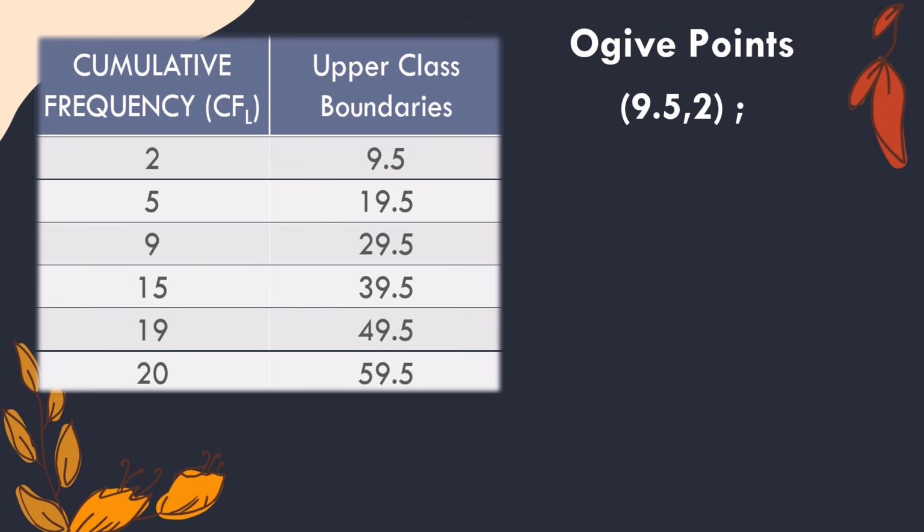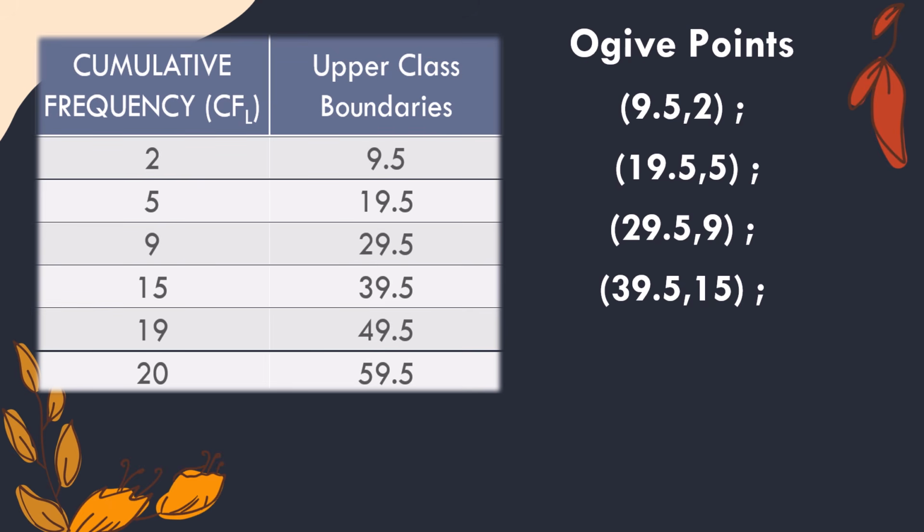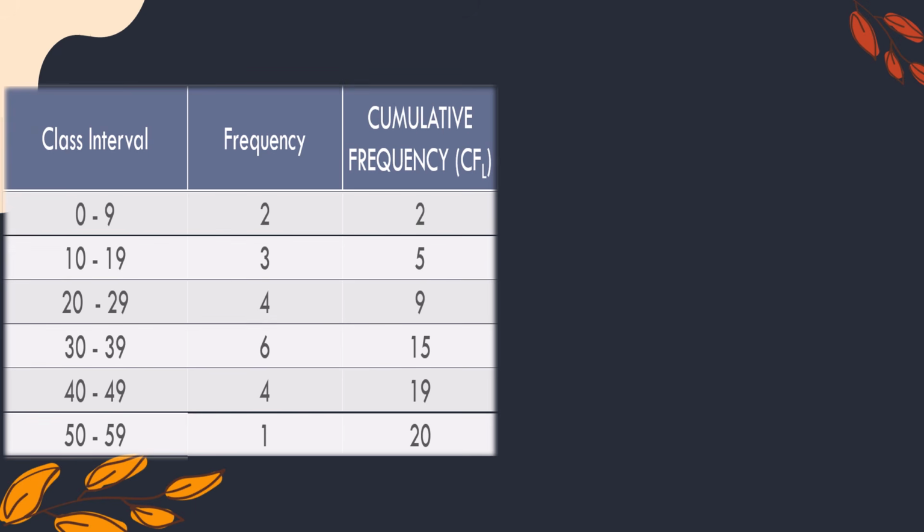The ogive points, that is 9.5 and then 2. Next is 19.5 and then 5. 29.5 and 9. 39.5 and 15. 49.5 and 19, and then 59.5, that is 20. So what could be our interpretation?